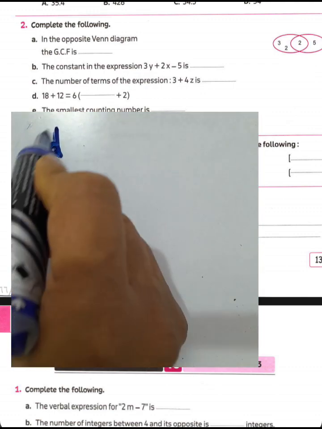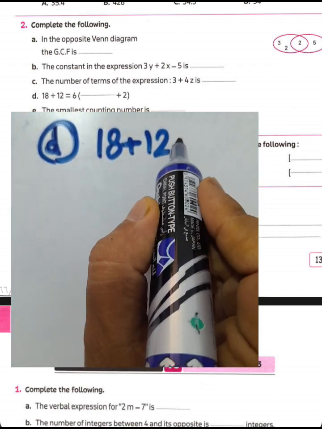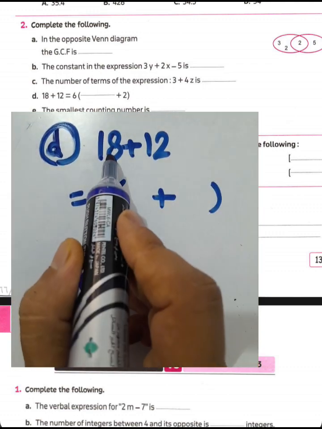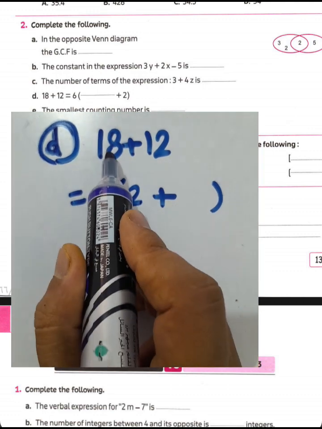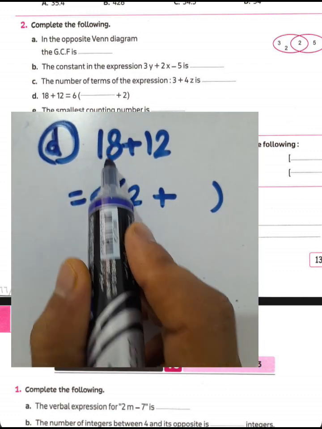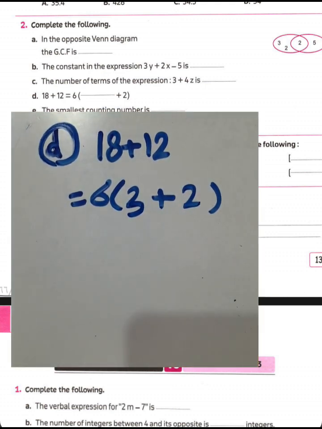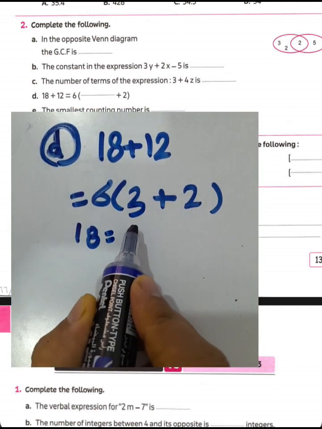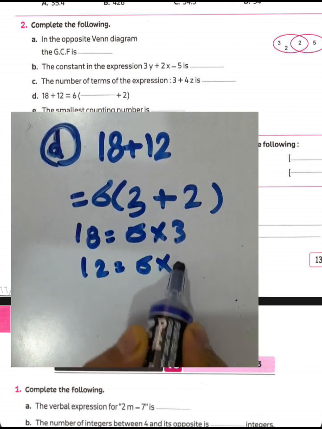Question letter D. 18 plus 12 equal 6 multiplication by what? We know 18 equals 6 times 3 and 12 equals 6 times 2. Understood? Again, okay, we know 18 equals 6 times 3 and 12 equals 6 times 2.